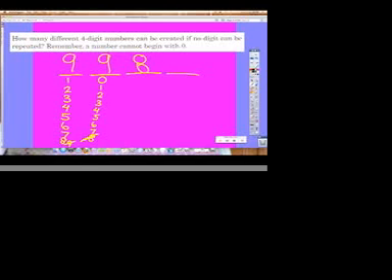Okay, you're on your own. I taught you how to do this. Put this in your notes. Write the factorial.